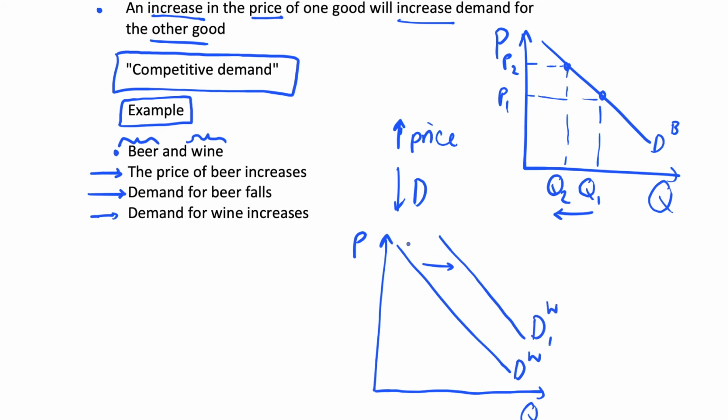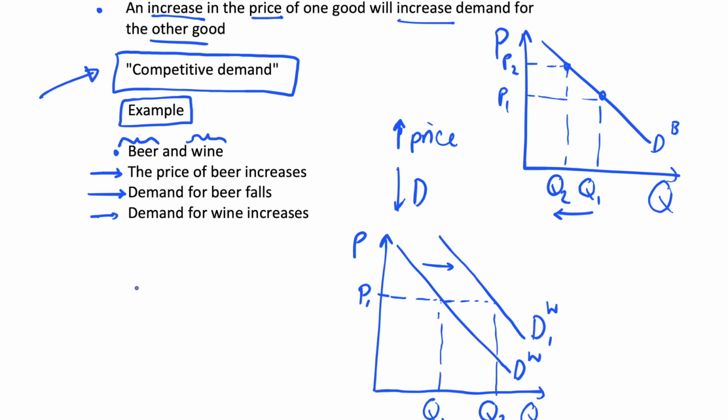Because the price of a substitute has increased, beer is relatively more expensive, so people want to buy wine instead, and this shifts out the demand curve. So if our price of wine was at P1, we initially would have had this quantity 1 being demanded, but now we have a shift in the demand, and so our demand for wine actually increases to Q2, and this is what we know as competitive demand.